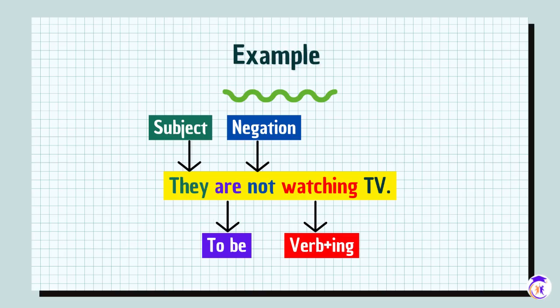They are not watching TV. In this sentence, the pronoun they serves as the subject, are is the auxiliary form of the verb to be, not introduces the negation, and watching is the main verb in its present participle form, ing. This structure expresses that they are not currently engaged in the activity of watching TV. Note, the auxiliary verb are is specifically used for the subject you, we, or they, ensuring grammatical correctness.